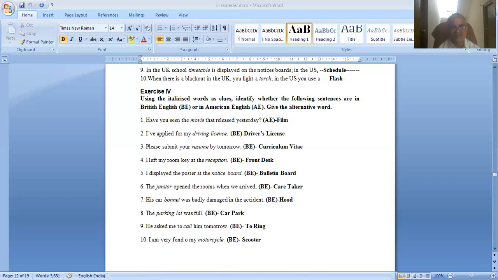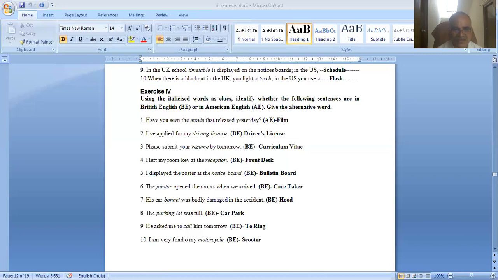Sixth sentence. The janitor opened the room when we arrived. Generally the janitor is the person who helps when we visit a hotel or restaurant. The person who helps us, janitor, but janitor is very much a British word. And Americans use the word caretaker for the word janitor, caretaker.